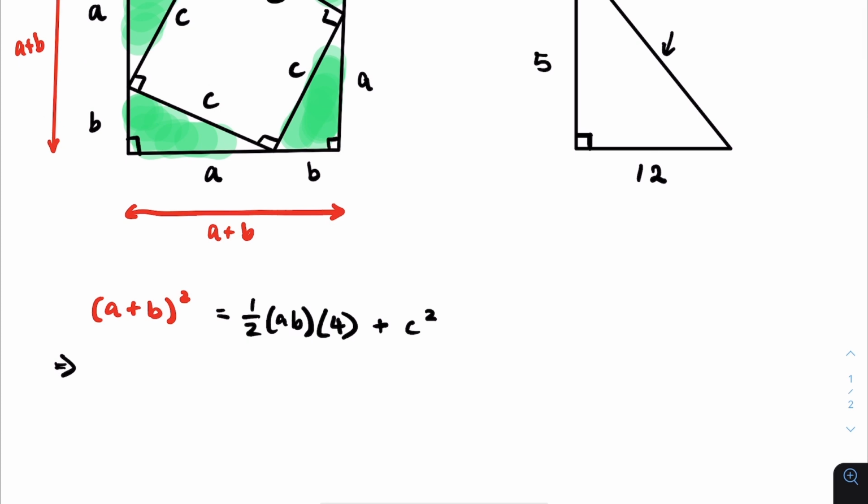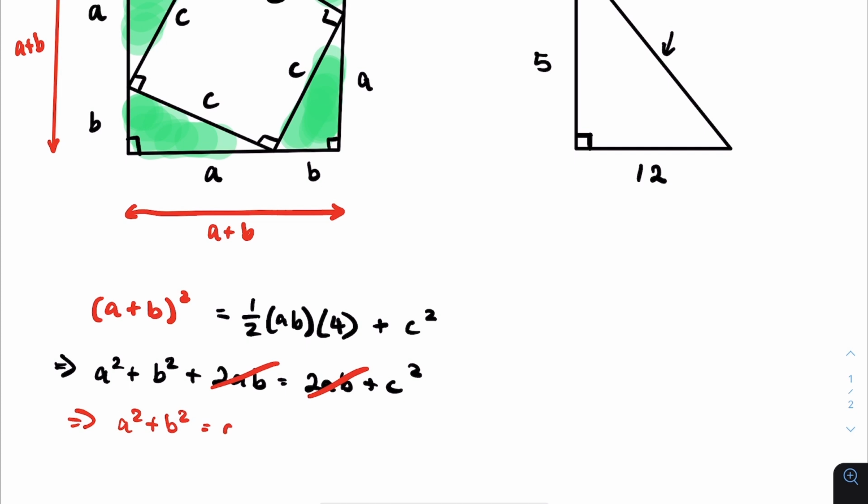Now, if we simplify this down, we get A squared plus B squared plus 2AB is equal to 4 times a half, which is 2, and 2 times AB is 2AB, plus C squared. As we can see over here, the 2AB parts cancel out, and we're left with A squared plus B squared is equal to C squared. This is the big equation that so many mathematicians today use in all sorts of problems. It's an essential thing that you'll need to know for your exam.